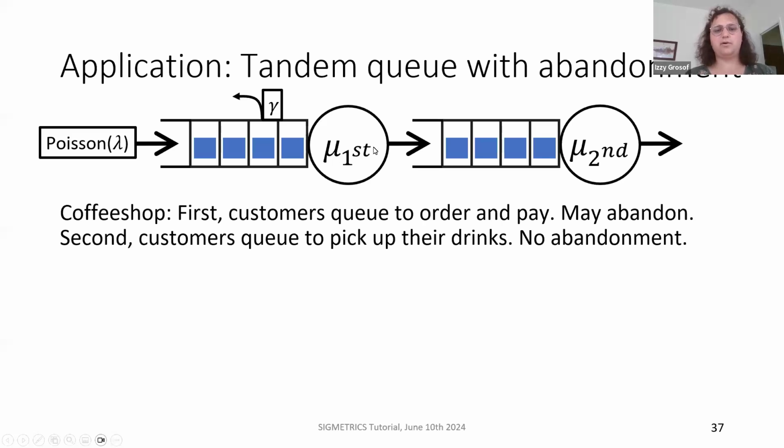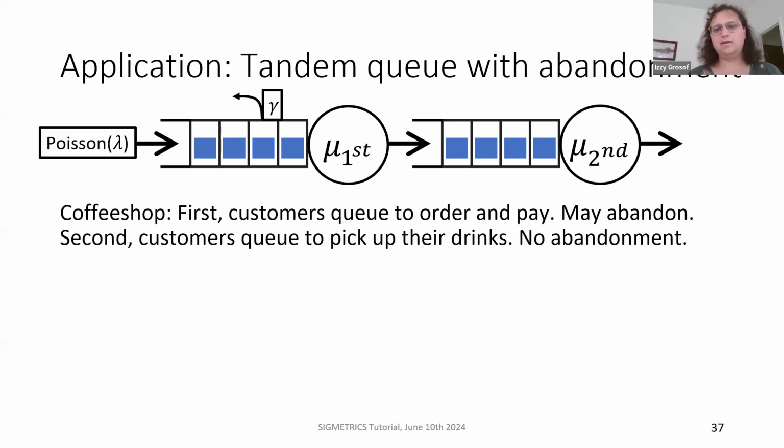Then after they've ordered and paid, they're going to queue again to pick up their drinks. And nobody's going to abandon from there because they've already paid for the drinks. They're not going somewhere else anymore. And so our question is, what's the mean queue length in the system? Now this queue is never going to get too long because people are abandoning. So if things are going poorly, this queue is the one that's going to get really severe.